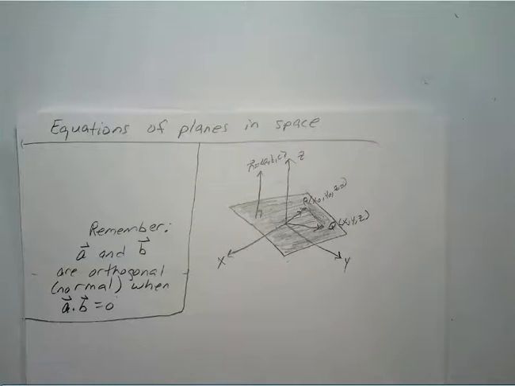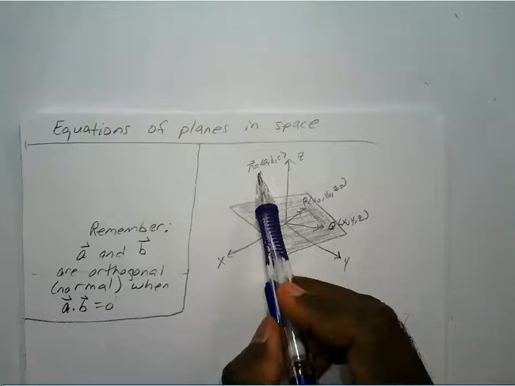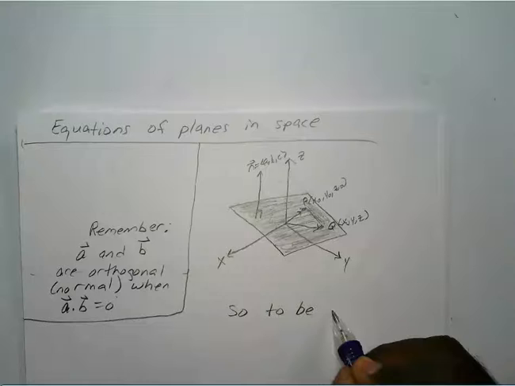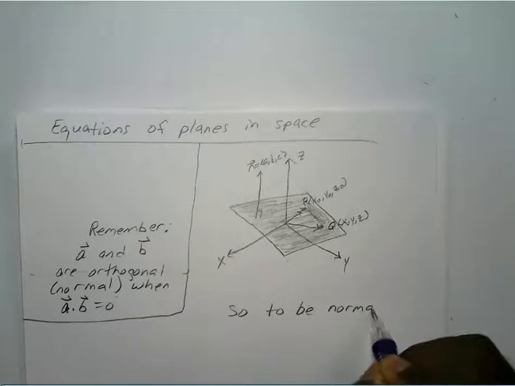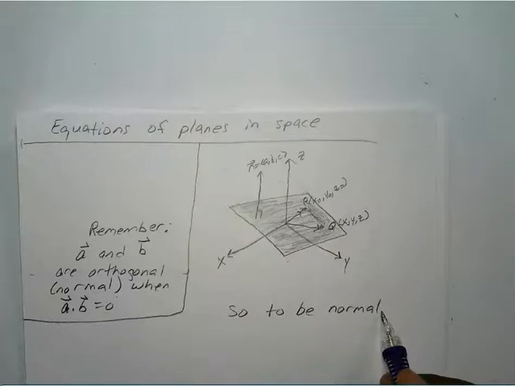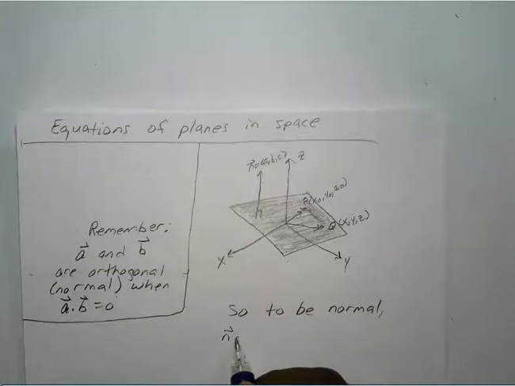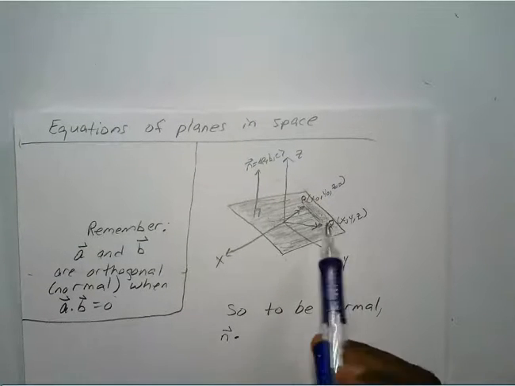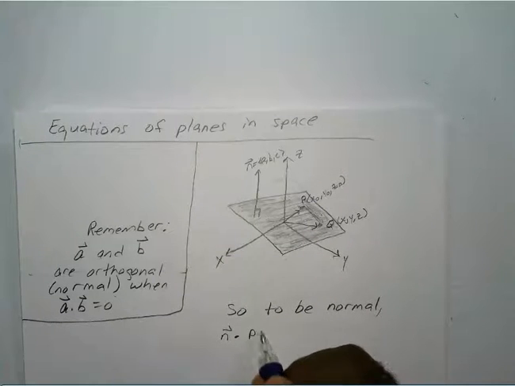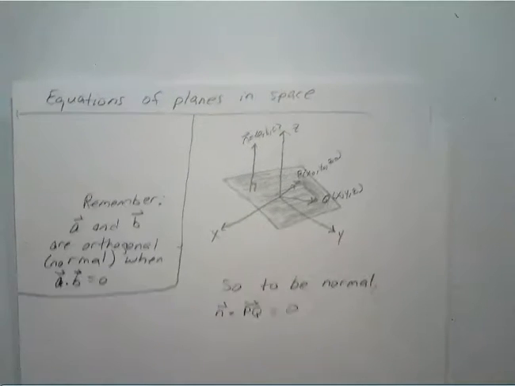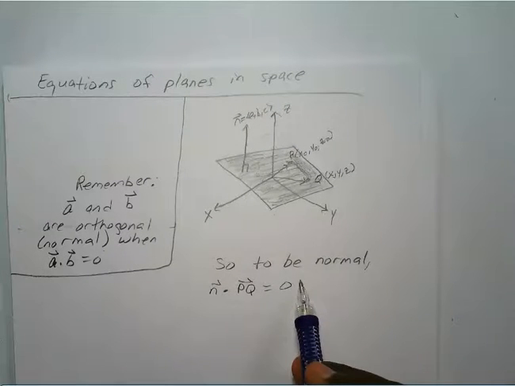So that means that for our vector n to be normal, which is just another way to say 90-degree angle or orthogonal or perpendicular, the dot product of our vector n and the vector from P to Q has to equal 0. So this gives us our vector equation of a plane.